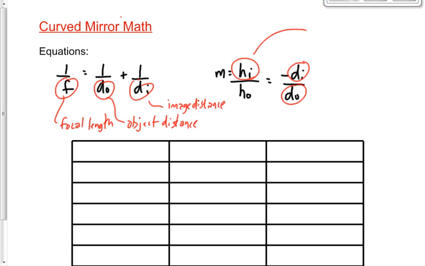What do you think HI is going to stand for? The height of the image. Yeah, we call it the image height. And HO, of course, is going to stand for the object height, the height of the actual object itself.